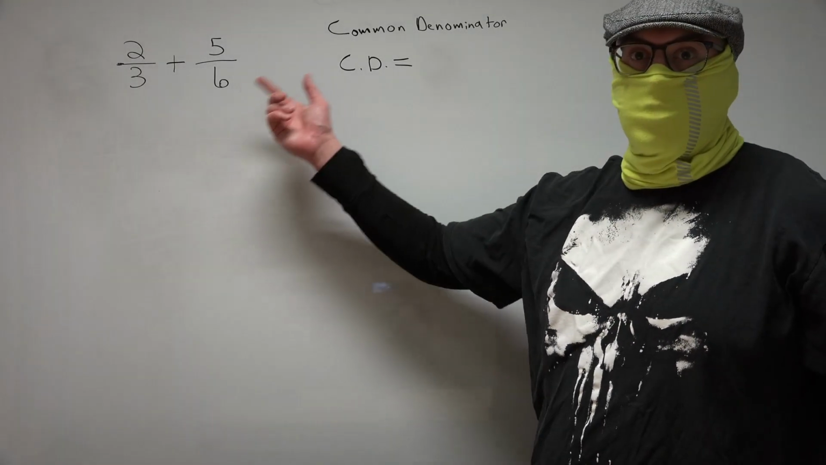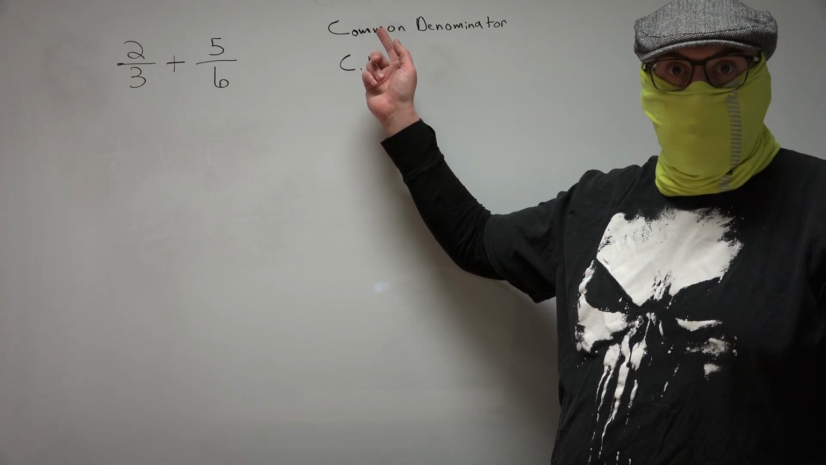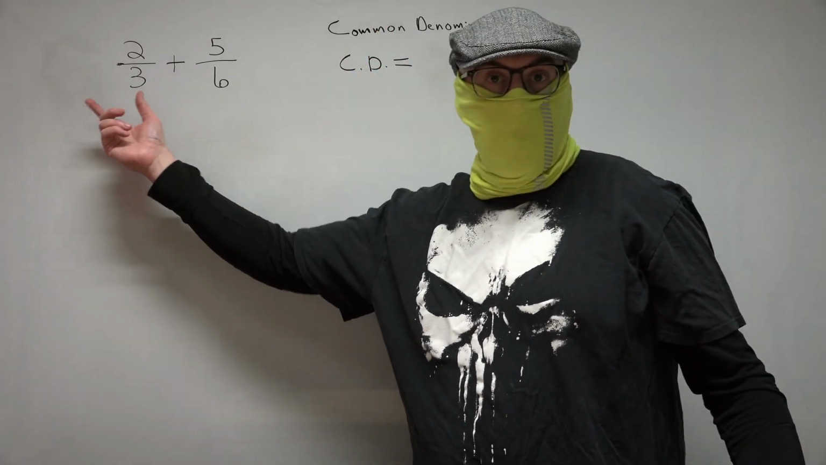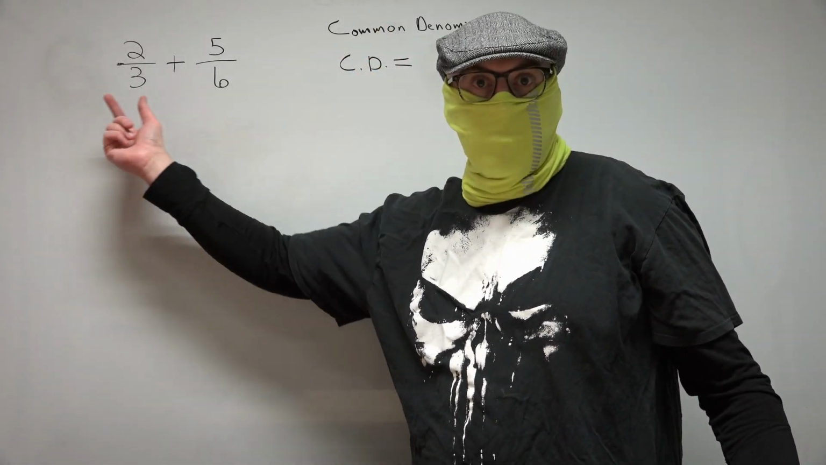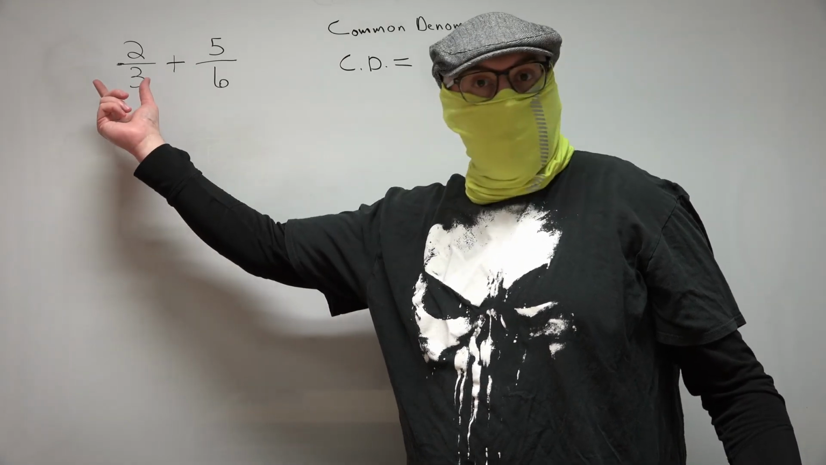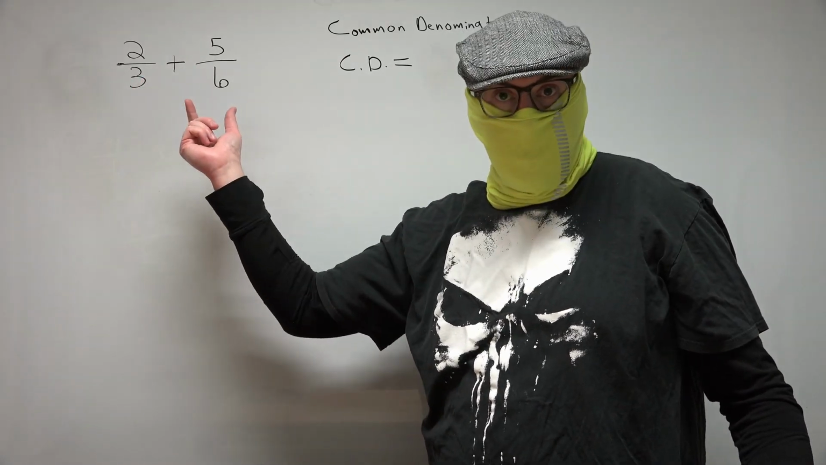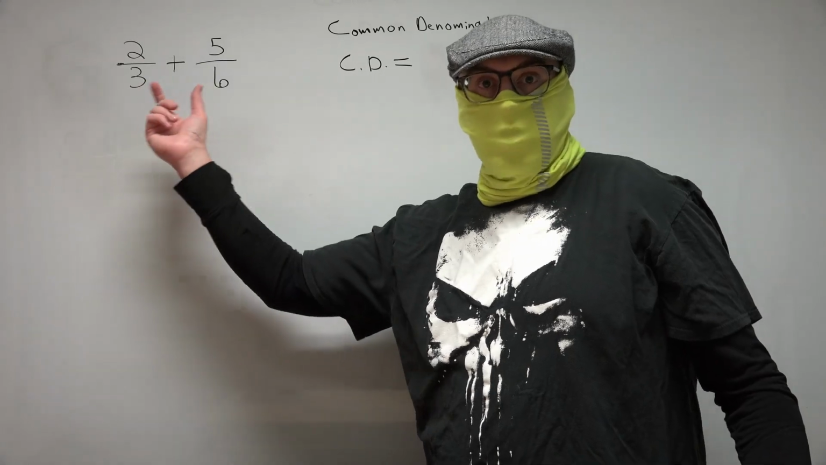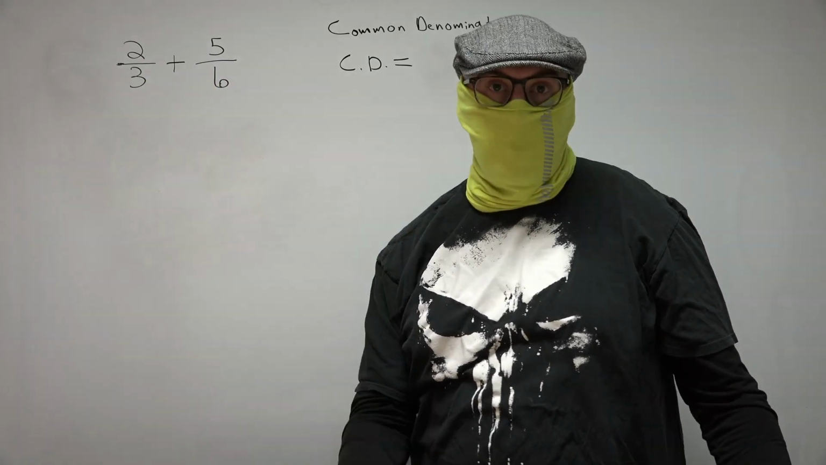To add and subtract fractions, we need what they call a common denominator, which means that the denominators of the fractions have to be the same value. And as I look here, they're not. I have a 3 and I have a 6. So using multiplication, I got to change these two values into the same number.